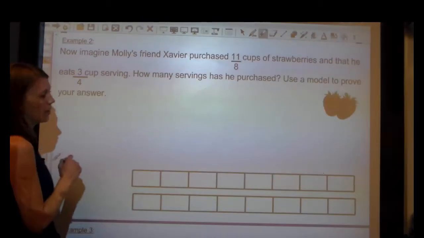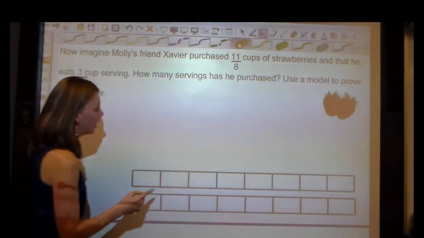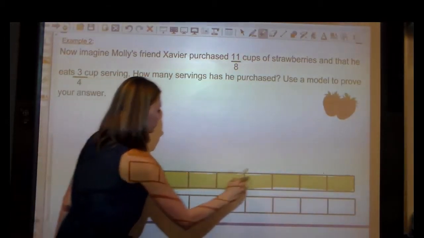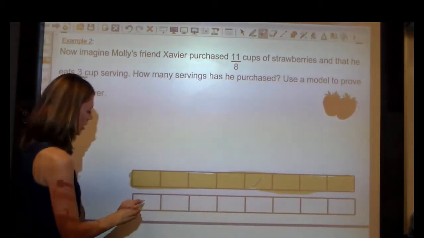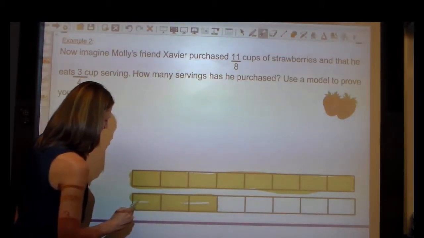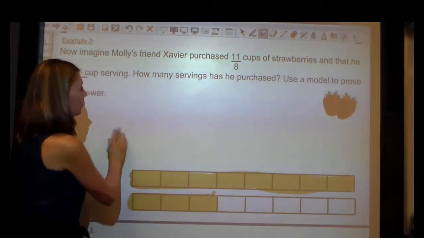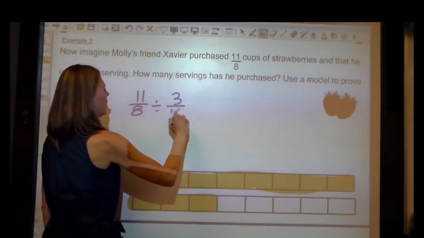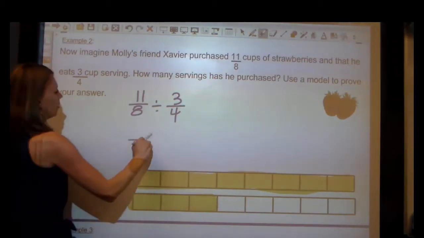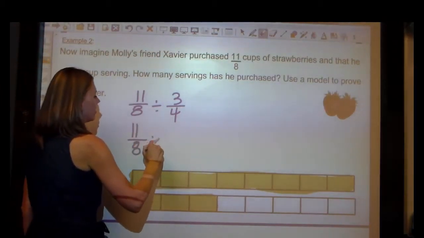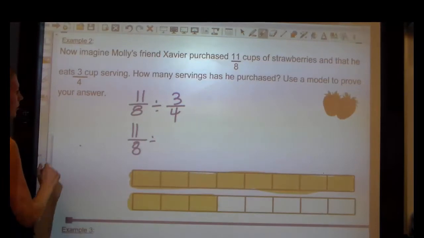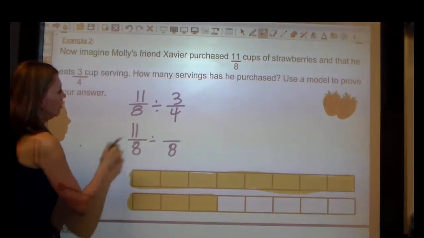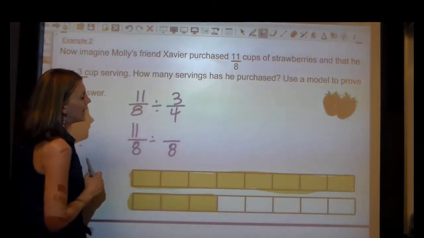So again, I want to shade the same amount, 11/8. Here's 8/8. 3 more makes 11/8. And now the 11/8 divided by 3/4, I need to find a common denominator that will go with 8 because 4 can go into 8. So I want to make this equivalent to so many 8s.